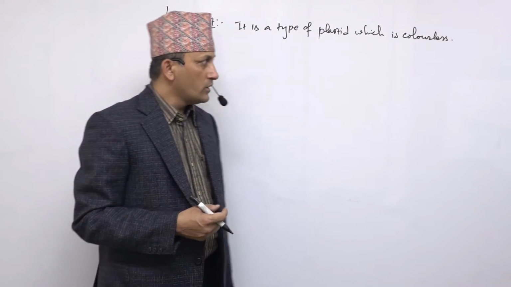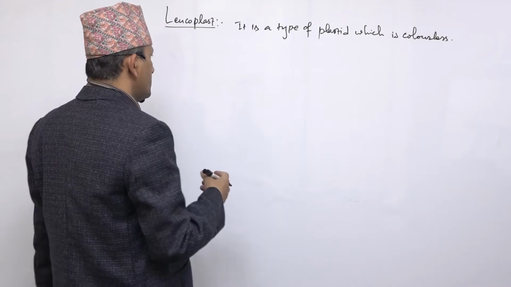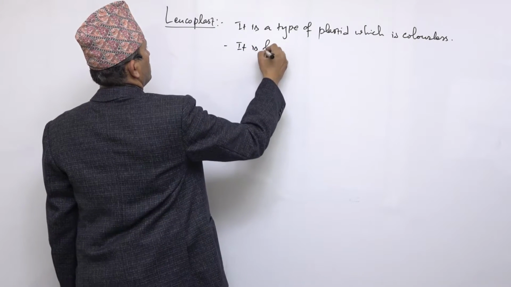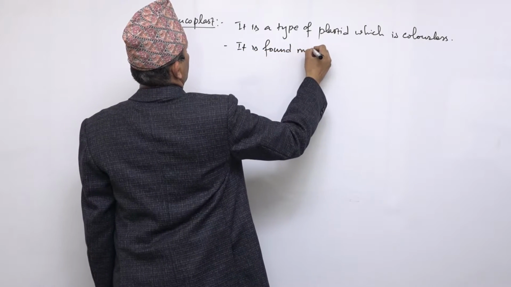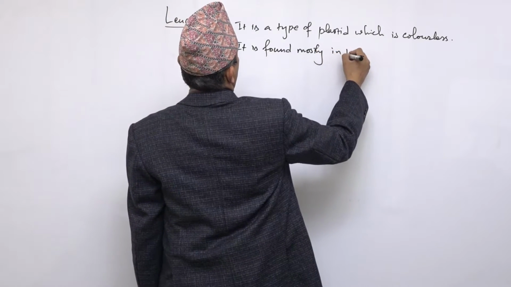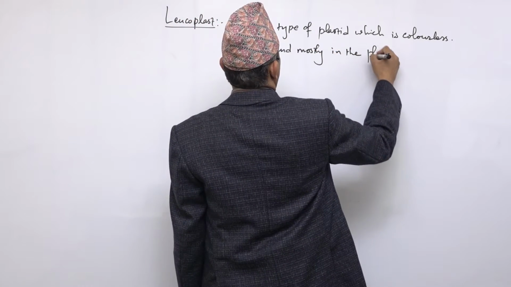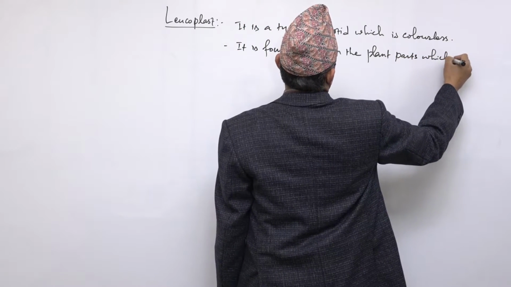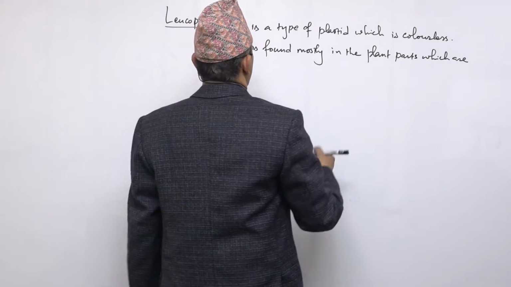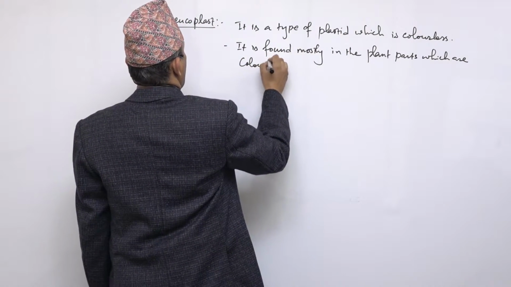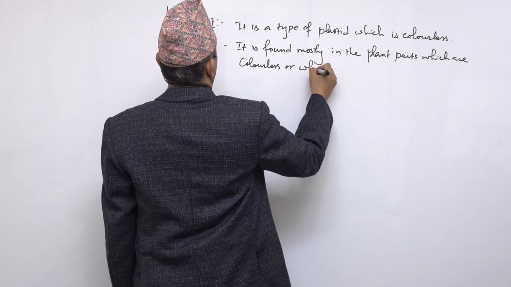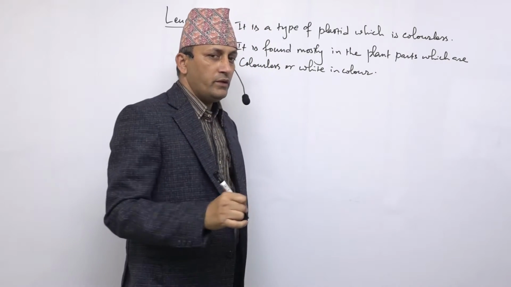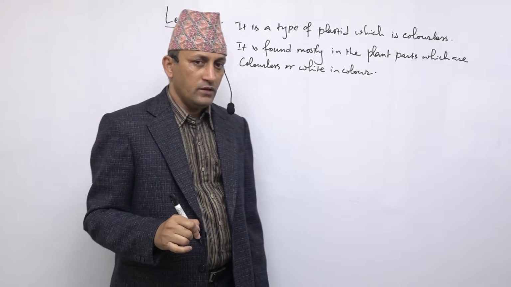So it is found mostly in the plant parts which are colorless or white in color. No green pigment, no other pigments.